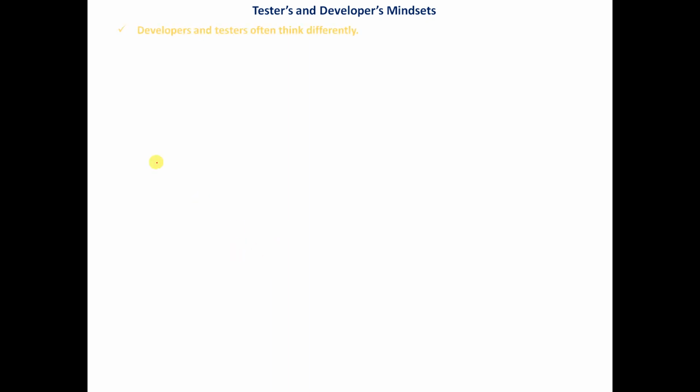Very important: developers and testers often think differently. That's one of the things, right? For the same product or the same requirement, they think in different ways. The point is that when they both work together, the product will be a near-perfect product, at least 99%.